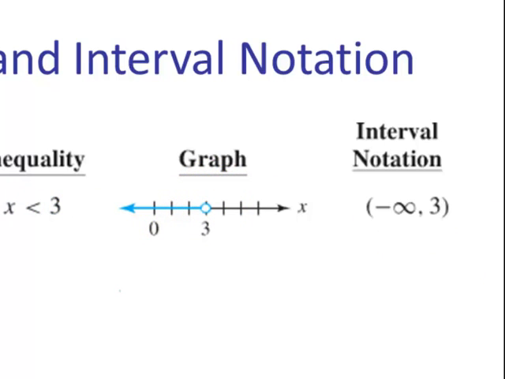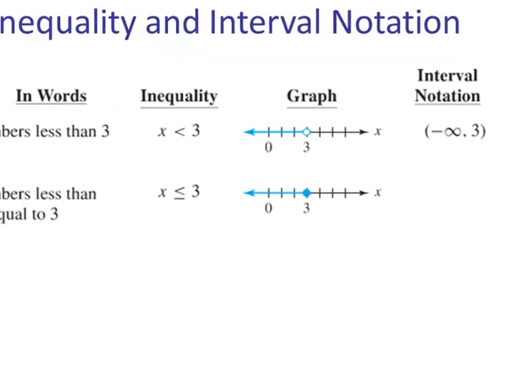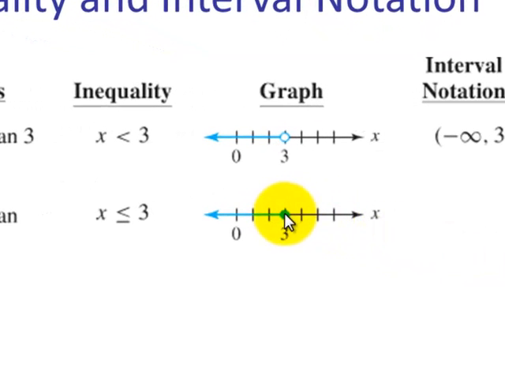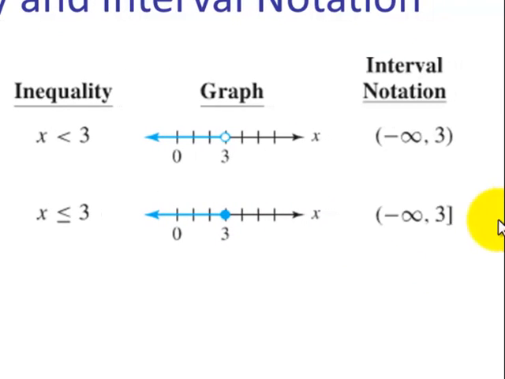The interval notation would be from -infinity. Remember, we start with our smallest bound and we go to the largest, and that's up to 3, but there's a parenthesis here stating that it does not equal 3. Numbers less than or equal to 3 as an inequality would be x is less than or equal to 3. The graph now includes 3. And in interval notation, instead of a parenthesis, we have a bracket.